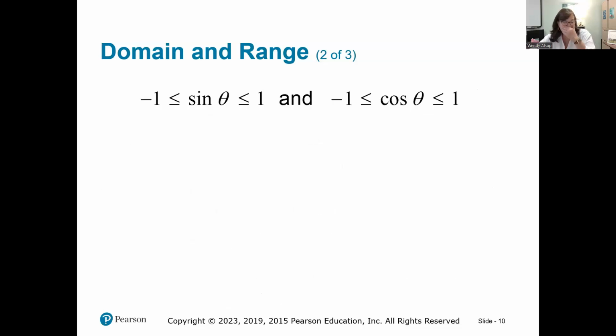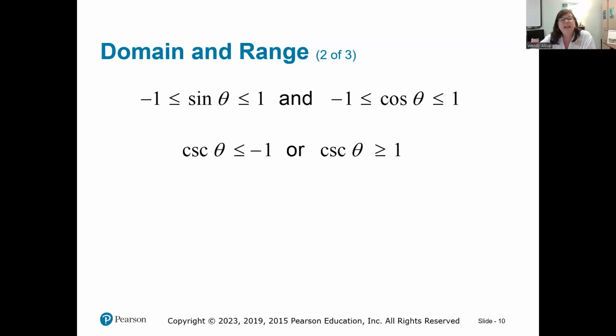Range, though, these are the answers that you're going to get out. Your ranges for your basic sine and your basic cosine functions are -1 to 1. All of your cosines and sines will be within that range. You can plug in any angle value, but your answer for the sine or cosine will always be in between -1 and 1.